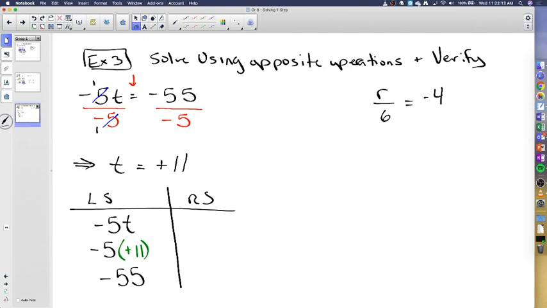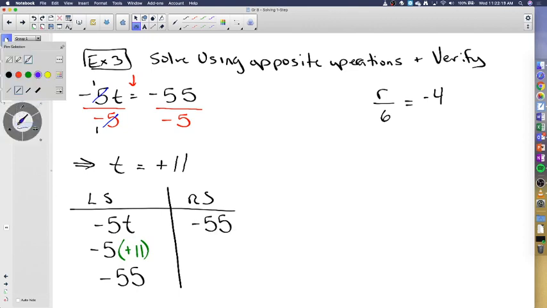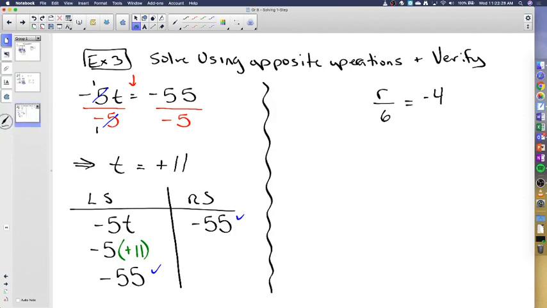On the right-hand side of the original equation, I started off with -55. So both things are equal to one another, and we've solved it. So the verifying is your way of checking to make sure that the answer you got is correct.